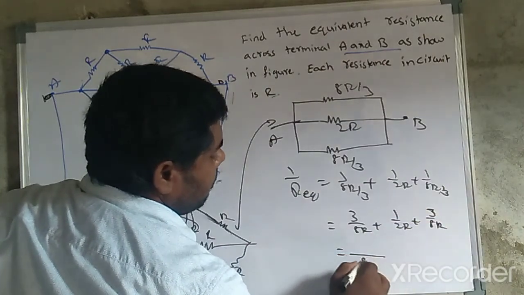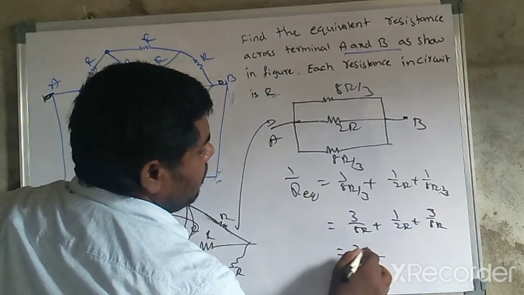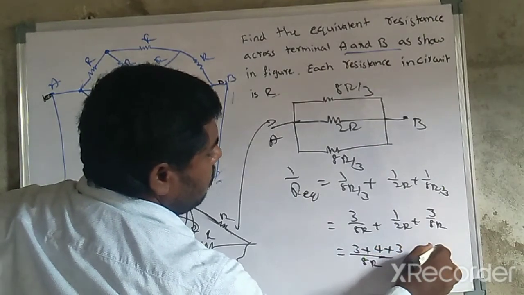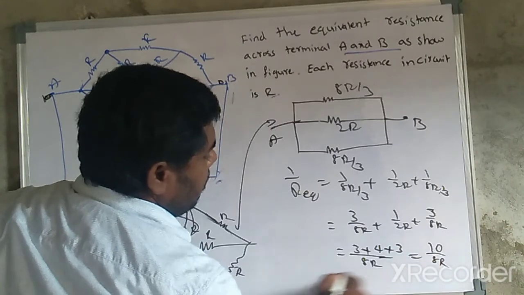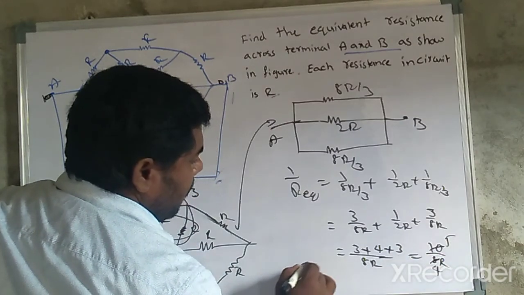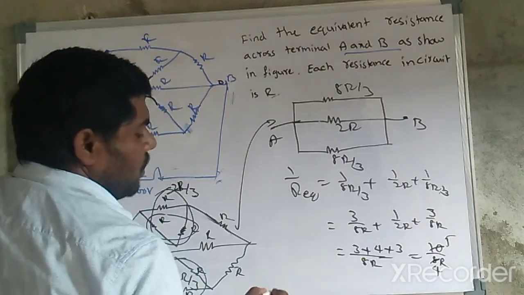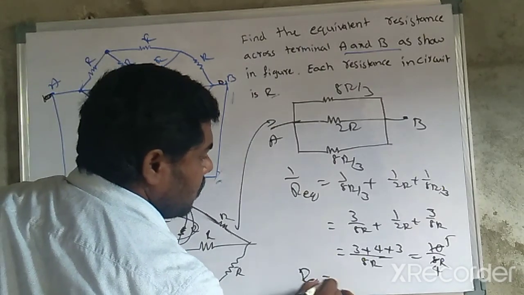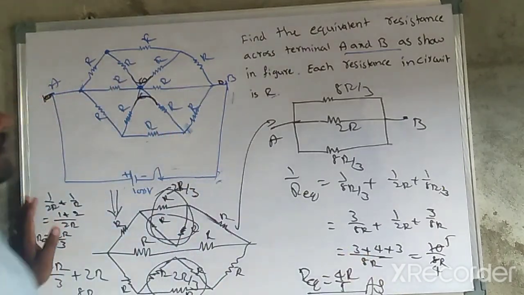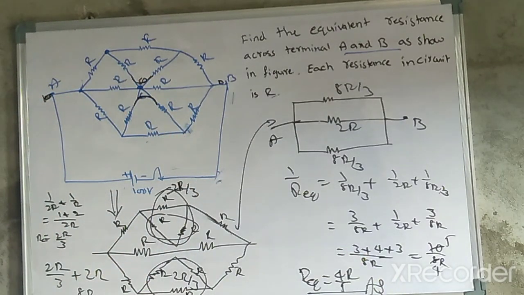Take out LCM 8R. So 3 plus 4 plus 3 is equal to 10 divided by 8R. So this is 5, this is 4. So 1 by R equivalent is equal to 5 by 4R. So here R equivalent is equal to 4R by 5. This is the answer to the question. Another alternative method.